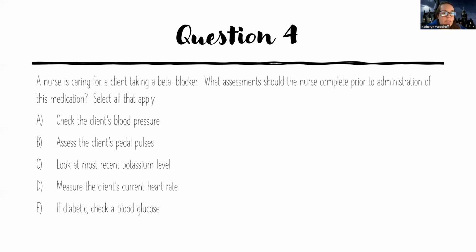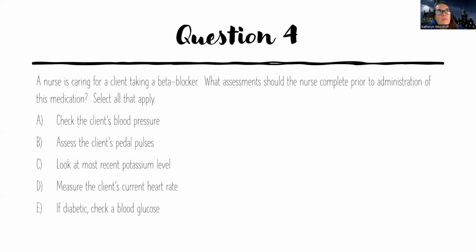So what do I need to do before giving a beta blocker? Well, a beta blocker is a medicine usually for blood pressure. So A, check the client's blood pressure. I think that's a pretty smart move. So I've got A, true. Assess the client's pedal pulses. Well, I might want to see how their perfusion's going, but I don't necessarily think that you have to check a pedal pulse before you give a beta blocker.